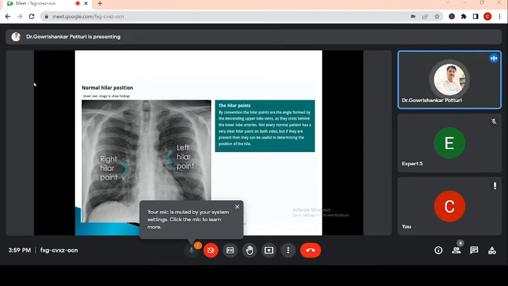By convention, the hilar points are the angle formed by the descending upper lobe veins as they cross behind the lower lobe arteries. Not every normal patient has a very clear hilar point on both sides. This patient has. But if they are present, they can be useful in determining the positioning of the hila.